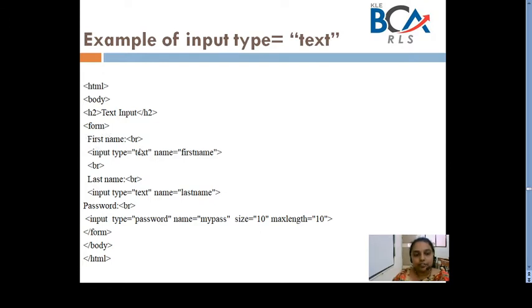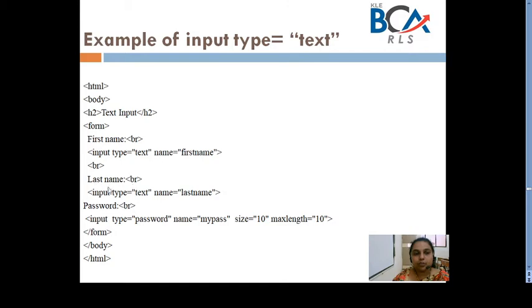Then I have written the first name. I am trying to collect first name, last name and password from the user. Observe here, we have written input type is equal to text. Name, this is the name given for the text box, first name. Through this name you are going to access it, so this is very important.